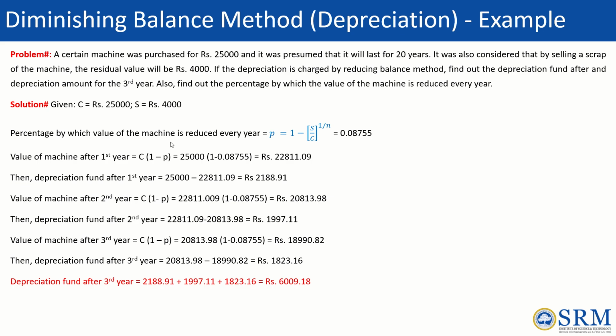So the percentage by which the value of the machine is reduced every year, by using the formula given in the previous slide, P is equal to 1 minus (S divided by C) power 1 by N, that's equal to 0.08755. Okay, then the value of the machine after the first year, that is C into 1 minus P, we get rupees 22,811. Then the depreciation fund after the first year, from the total 25,000 we have to subtract this value, we will get 2,188.91.